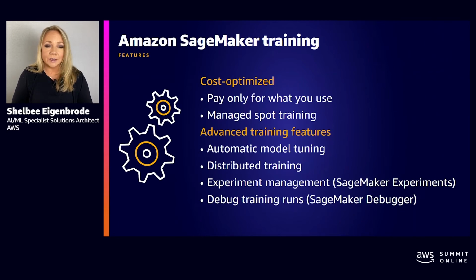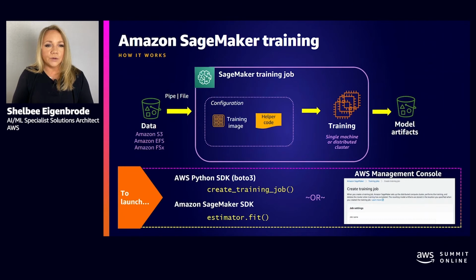So training on SageMaker is a popular feature. So let's take a quick look at how it works. First, you can launch a training job from the console or via the AWS Python SDK or the Amazon SageMaker SDK. For training, you load your data into one of three input sources. So it's either Amazon S3, Amazon EFS, or Amazon FSx.